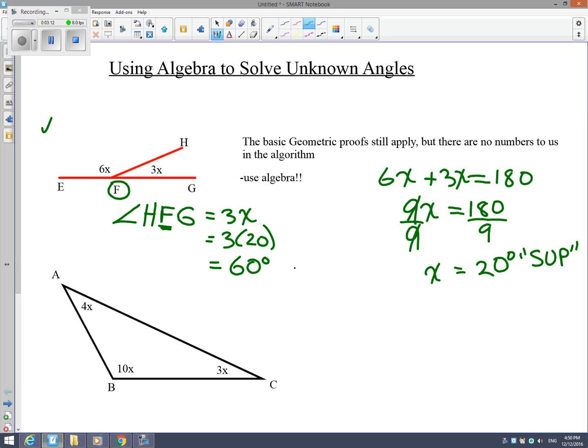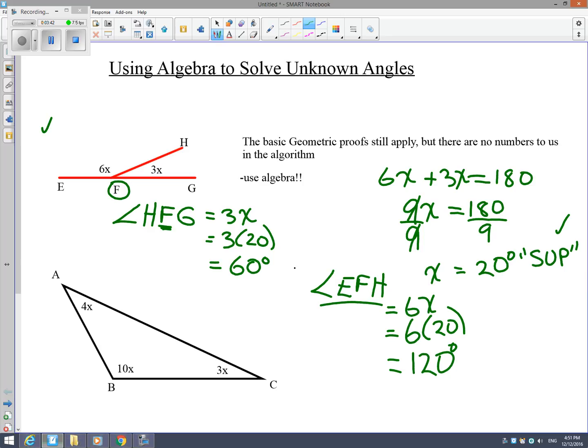And there's one more to do because angle EFH, which is the other one, is equal to 6x. Again, we know that 6x is 6 times 20, because we know that 20 is what we solved over here. And 6 times 20 is 120. So angle EFH is equal to 120 degrees. And that makes sense because 120 plus 60 is 180 degrees. So that's how we'd solve this first one that's supplementary.